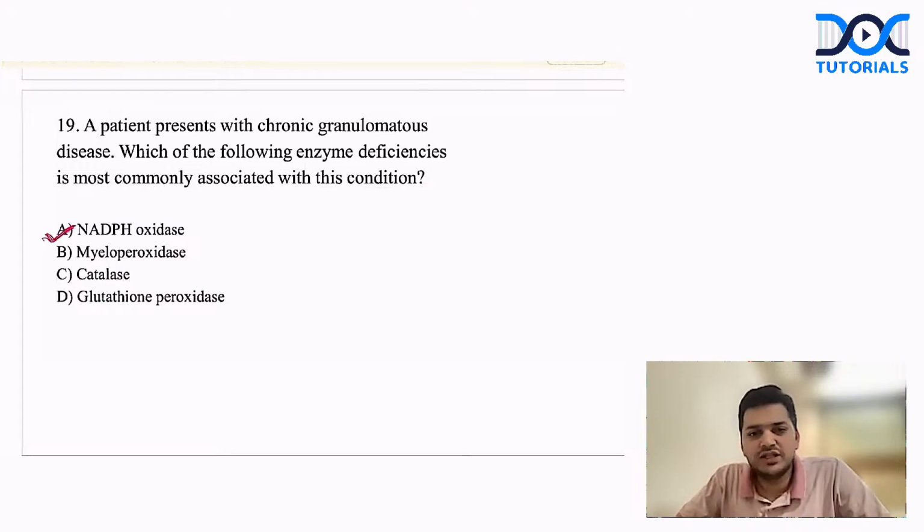They are talking about CGD, the chronic granulomatous disease. And it is due to the defect of which enzyme? NADPH oxidase. It's good.